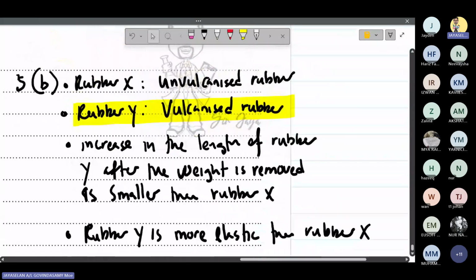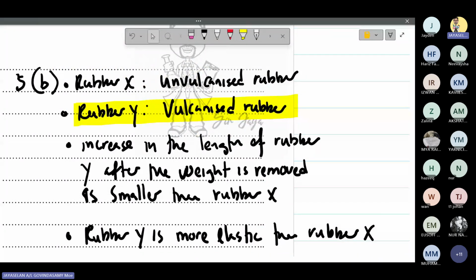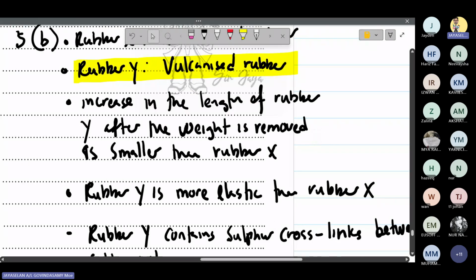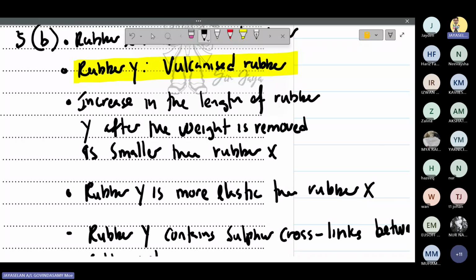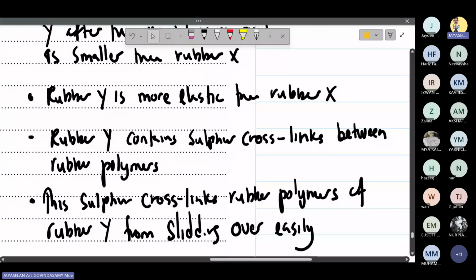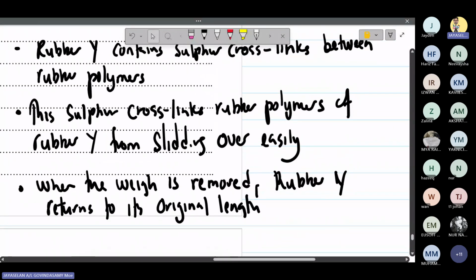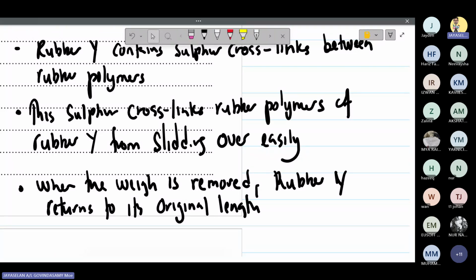Okay, so you guys want to check. Rubber X, unvulcanized rubber. Rubber Y, vulcanized rubber, satu markah. Next point, you have to compare: increase in the length of rubber Y after the weight is removed is smaller, very small, than rubber X, satu markah. Rubber Y is more elastic than rubber X, so another mark. Rubber Y contains sulfur crosslink between the rubber polymers.